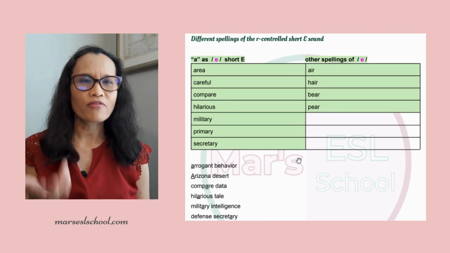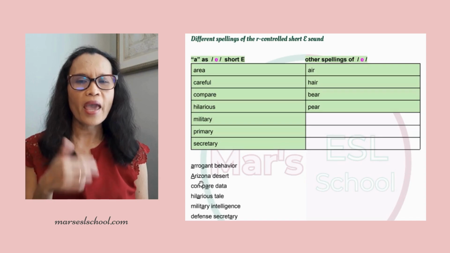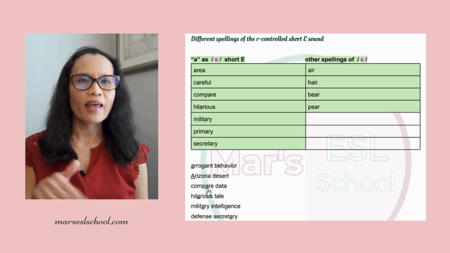Let's practice some phrases. The R-controlled short E is underlined. Arrogant behavior. Arizona desert. Compare data. Hilarious tale. Military intelligence. Defense secretary. So that's the R-controlled short E sound in phrases.